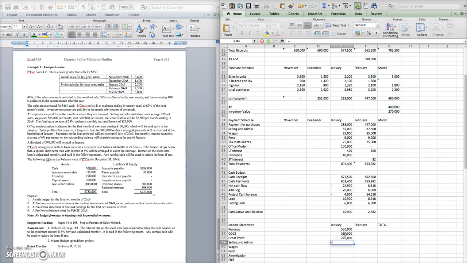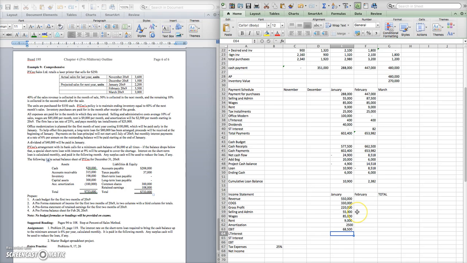Now, some of these items we already have, so let's sort of make it easy on ourselves. Selling and admin was up there. Wages was also up there, along with rent. Now, amortization, that was a case fact of 2,500, so we don't even need to calculate something there. Now, at this point, we're going to do gross profit minus the sum of all these figures. And don't worry, I will make it pretty afterwards. So we're up to that point.